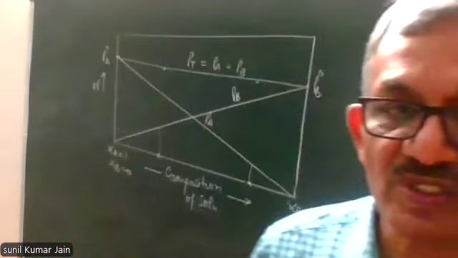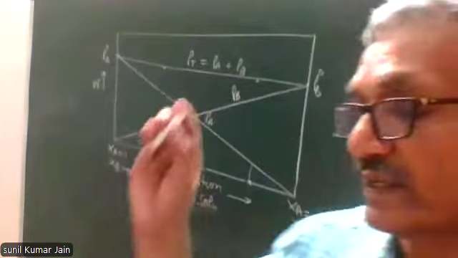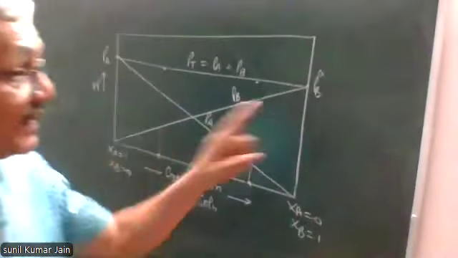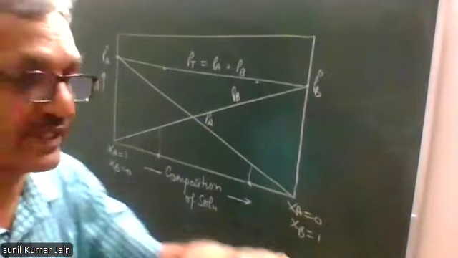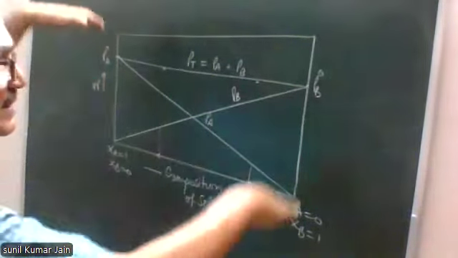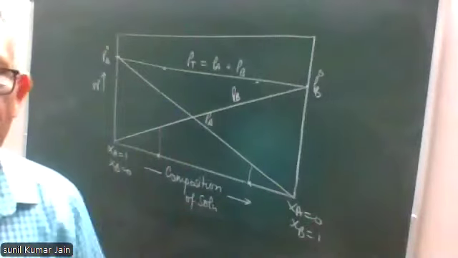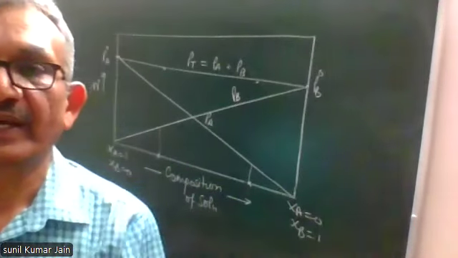Right? So this is the graph for an ideal solution. Remember, the values of P naught A and P naught B are not the same. They are different. One is above, the other is down. That is your choice, how you take it.